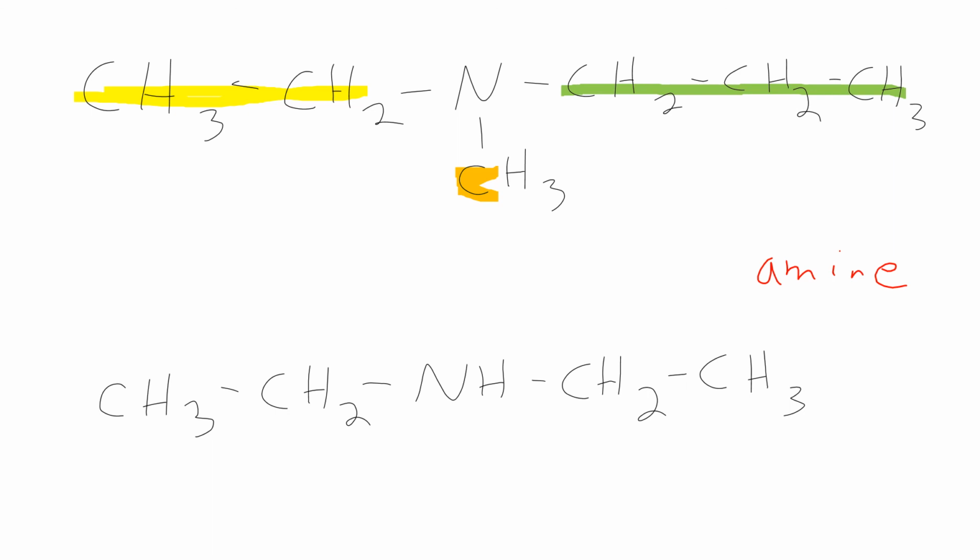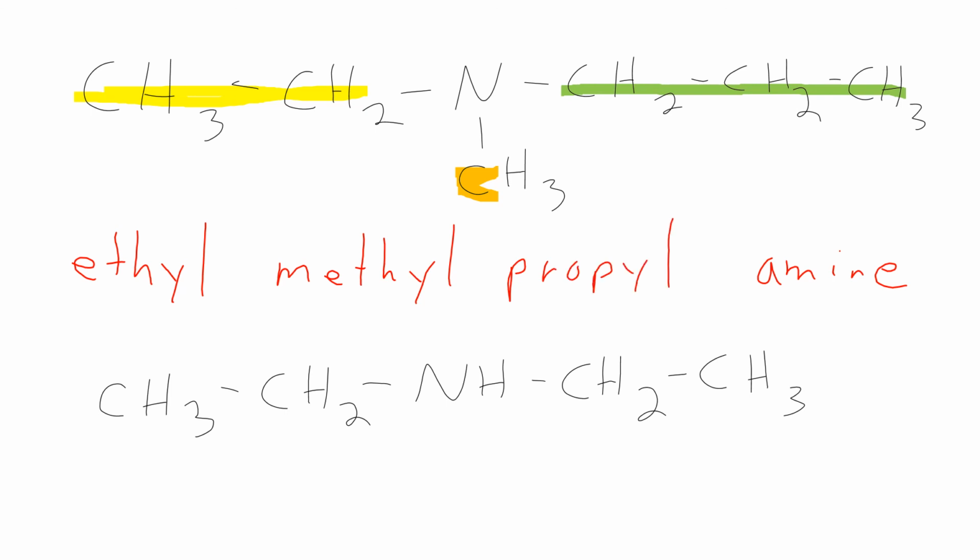What do we need to do? We just need to put them in alphabetical order. Well, ethyl, methyl, and propyl, ethyl ends up coming first. So this one would be ethyl, methyl, propyl, amine. And again, we would put these in alphabetical order. E first, then M, then P, giving us ethylmethylpropylamine for that top structure.